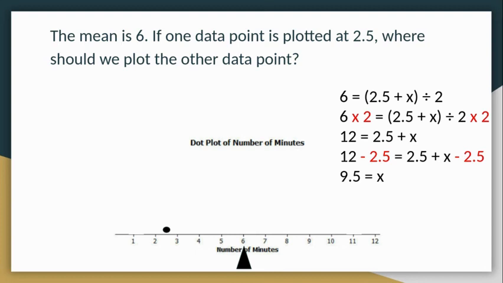Let's plot this on our dot plot. Nice work! Notice that our data on the left is 3 5/10 units away from our mean of 6, the same deviation as the point on the right.